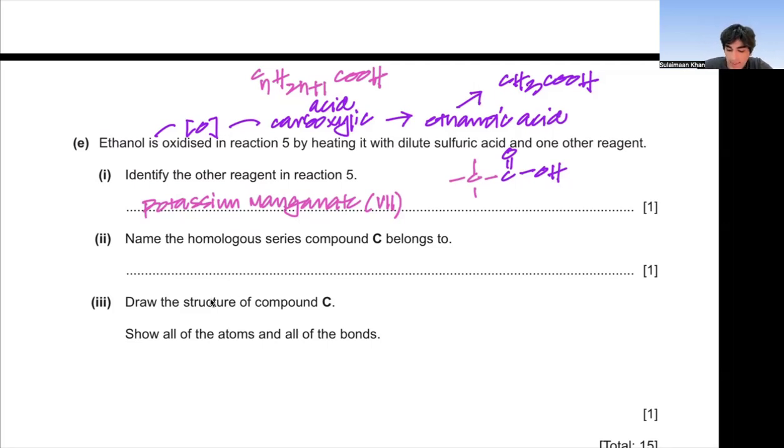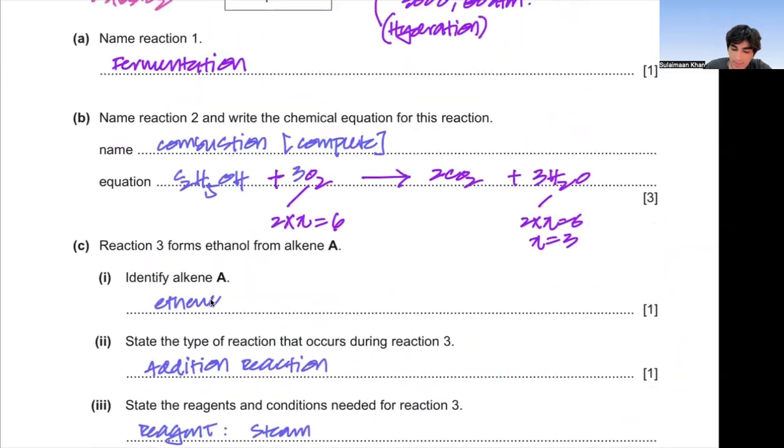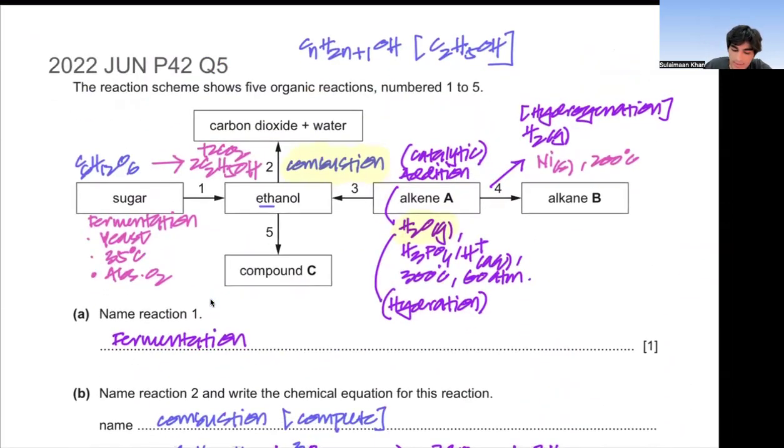Name the homologous series compound C belongs to. Compound C right here, we now know, is a carboxylic acid, and it is formed through oxidation by potassium manganate.